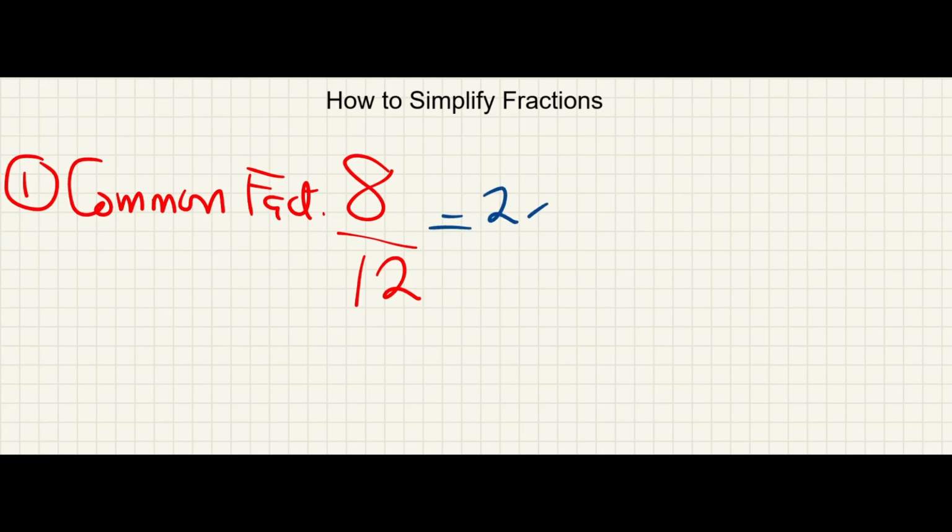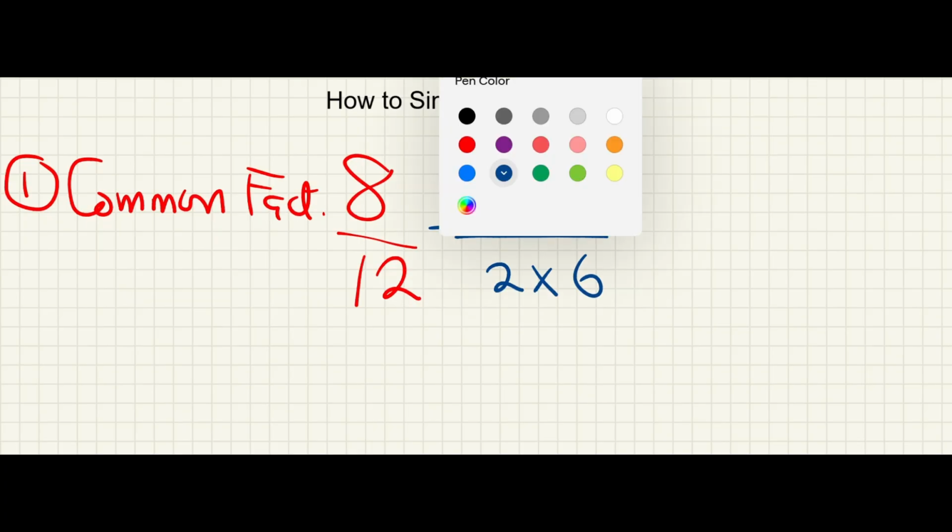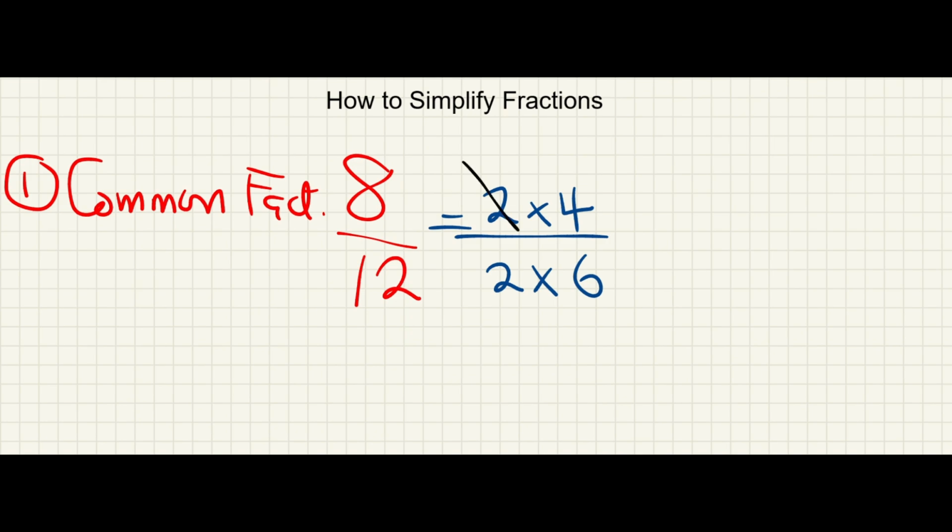We can say that 2 times 4 gives us 8. And then in the denominator, 2 times 6 gives us 12. So now that we have a common factor, we can just cross the common factors out, the 2 and the 2 here are cancelled out. Now we've reduced 8 over 12 to 4 over 6.